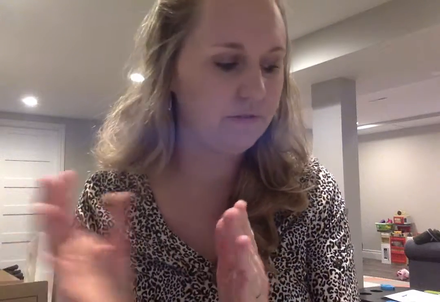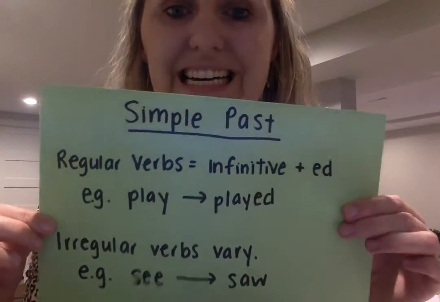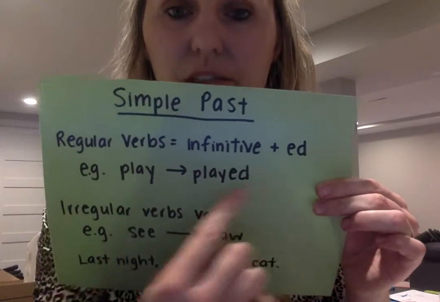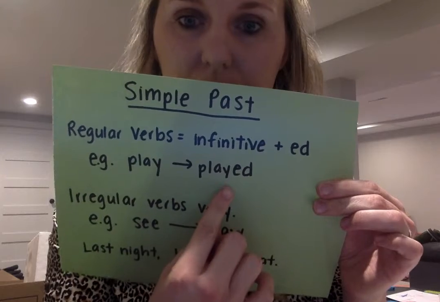Okay, so what about the simple past? Can anyone tell me how to make the simple past? Yeah, so for a regular verb, you take the infinitive form, you add ed to it. Very good. And so we'll write that up. Okay, so regular verb, infinitive form, and we add ed to it. So play, the verb play becomes played.